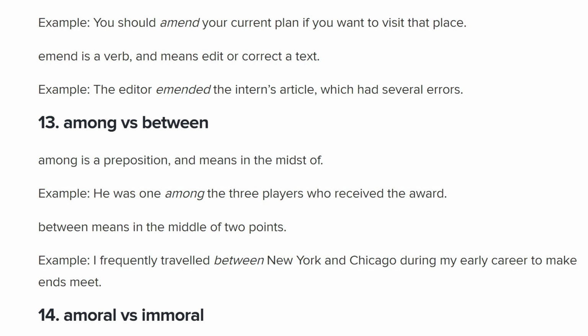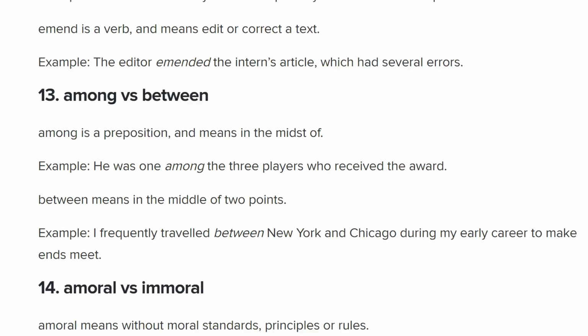How do they say it? Among is a preposition and means in the midst of. He was one among the three players. Between means between 2 points, yes. I travel between New York and Chicago, 2 places there. Obviously, it could be a large group with among, so he was stood among the crowd, for example. Okay, I think that's clear.